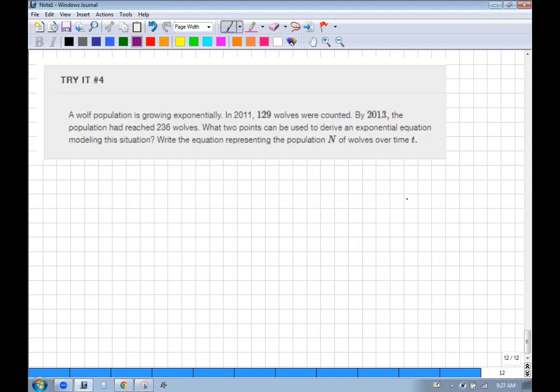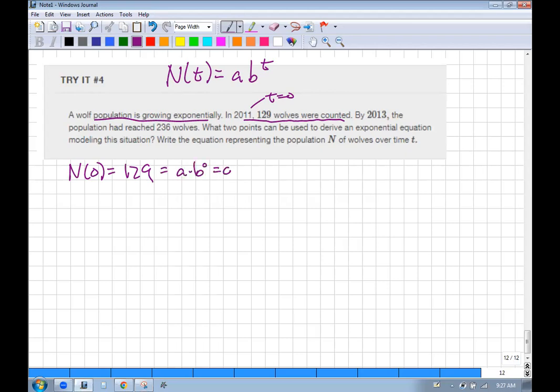All right, a wolf population is growing exponentially. Okay, so we know our population looks like this. That's what that says. In 2011, 129 wolves were counted. So if I call that time 0, this is saying that in year 0, we had 129 wolves. Right off the bat, I know that this is A times B to the 0, which is just A. So I already know A is 129. Whenever they give you the value at time 0, that automatically gives you your A value. So I know that this is 129 B to the T.